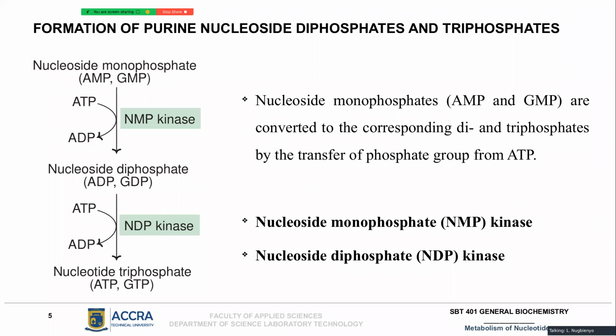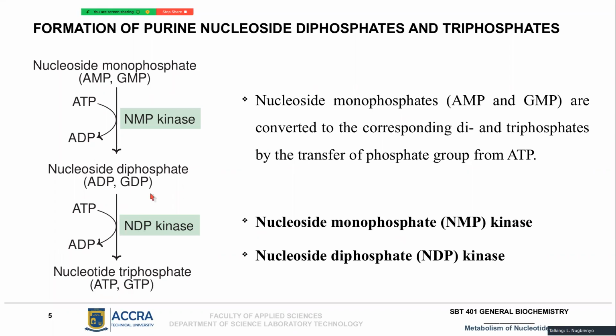So this is simple. We have seen the formation of these monophosphates. That nucleoside monophosphate only undergoes two-step reactions to form a triphosphate. So what it means is that if ATP donates one phosphate group onto these nucleoside monophosphates, then you'll have a nucleoside diphosphate. And in the second step, ATP again donates another phosphate group onto this diphosphate. You now have a triphosphate, and so you'll have adenosine triphosphate and guanosine triphosphate.